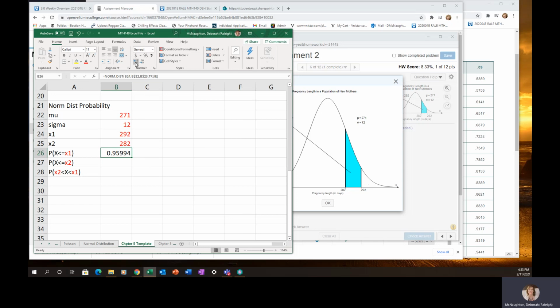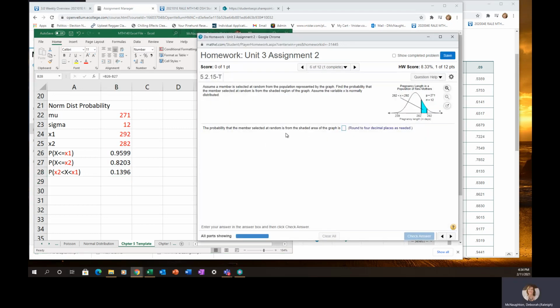Let's make this to 4 decimal places. Right, and then I'm just going to copy this formula down. Okay, the probability X is less than 282 is 0.82. And to get that it's in between, it's equals, and it's the difference. 0.1396.